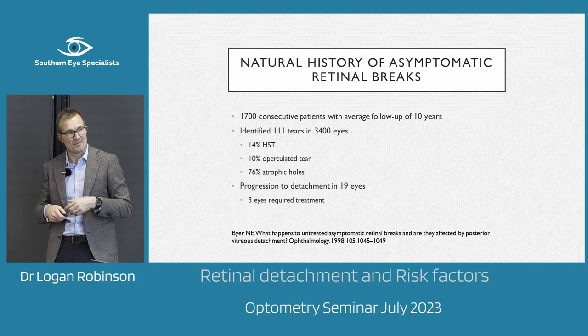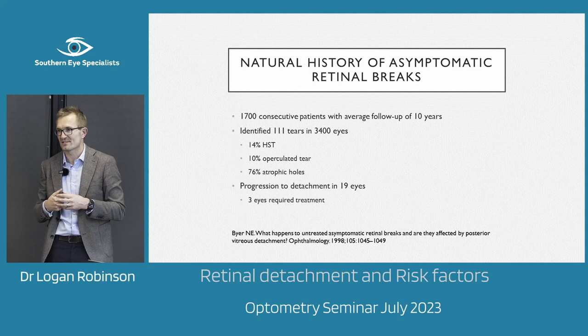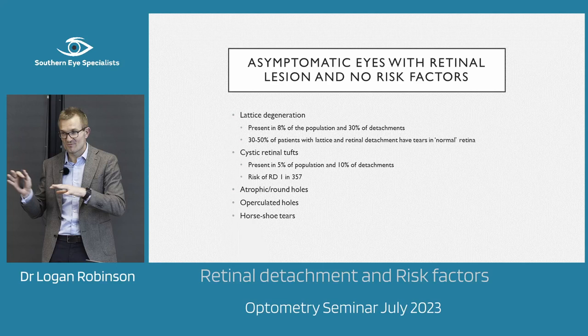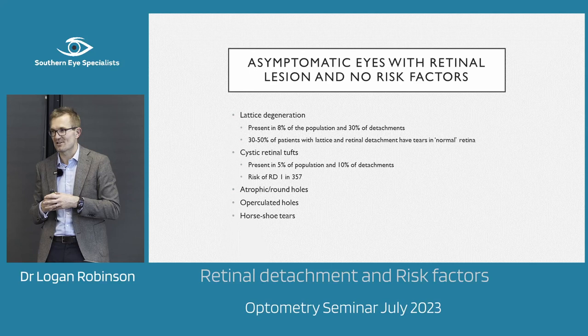So even these horseshoe tears, which we think of as higher risk in a symptomatic patient, were very low risk in these patients. Again, that would suggest that in an asymptomatic patient, unless there's a progressive detachment happening, you're probably safe to not treat them. Although again, it's often a discussion with the patient about their appetite for the risk as well.